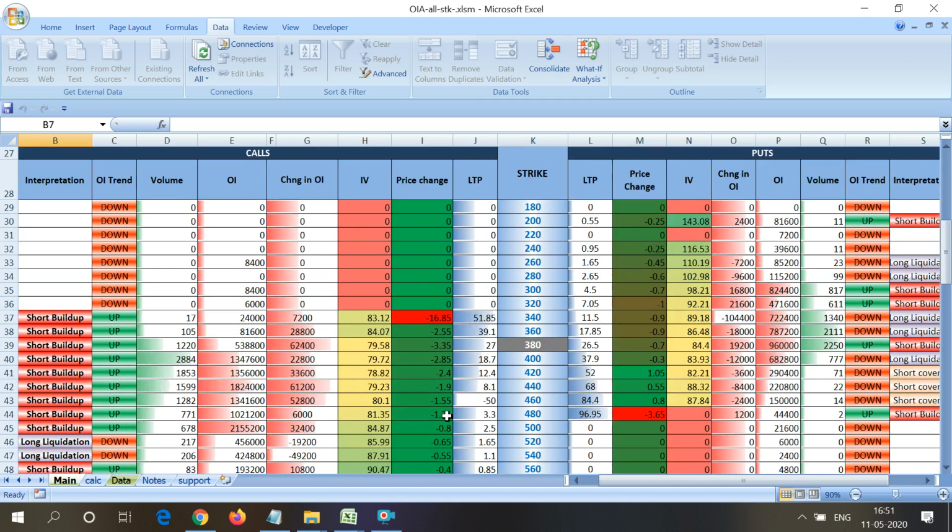In the same way, I have included some analysis for every strike price on call side and put side. See, here it is a particular strike: LTP, price change, how much it has changed, intraday volatility, implied volatility, sorry, change in open interest, volume, and what the trend is according to open interest, and the final trend, what is going on. Short build up means at that particular strike, traders are interested in the short side.